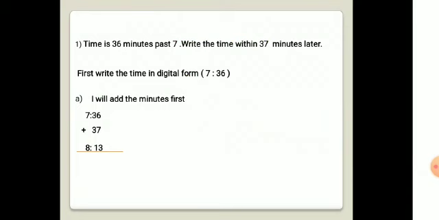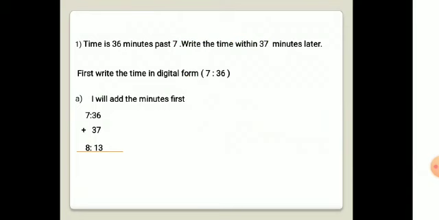First, I have my time now, which is 36 minutes past 7. I need now to write the time 37 minutes later. If you remember from the last time, what's meant by later? Later means after, means forward, which means that I have to add. So I have to add 37 minutes to 7:36.